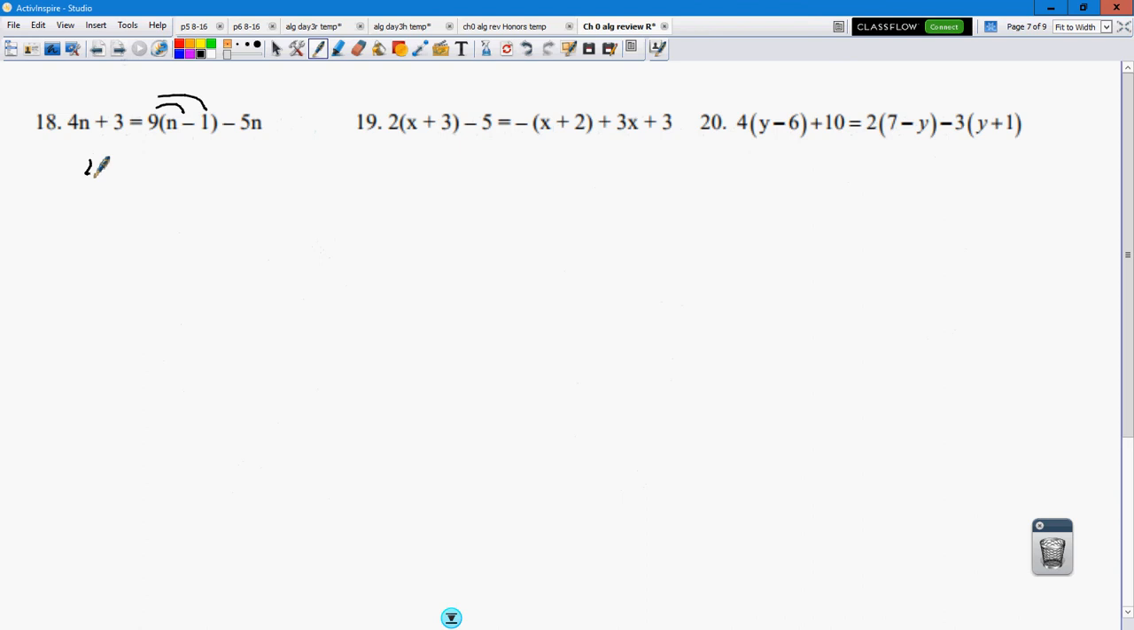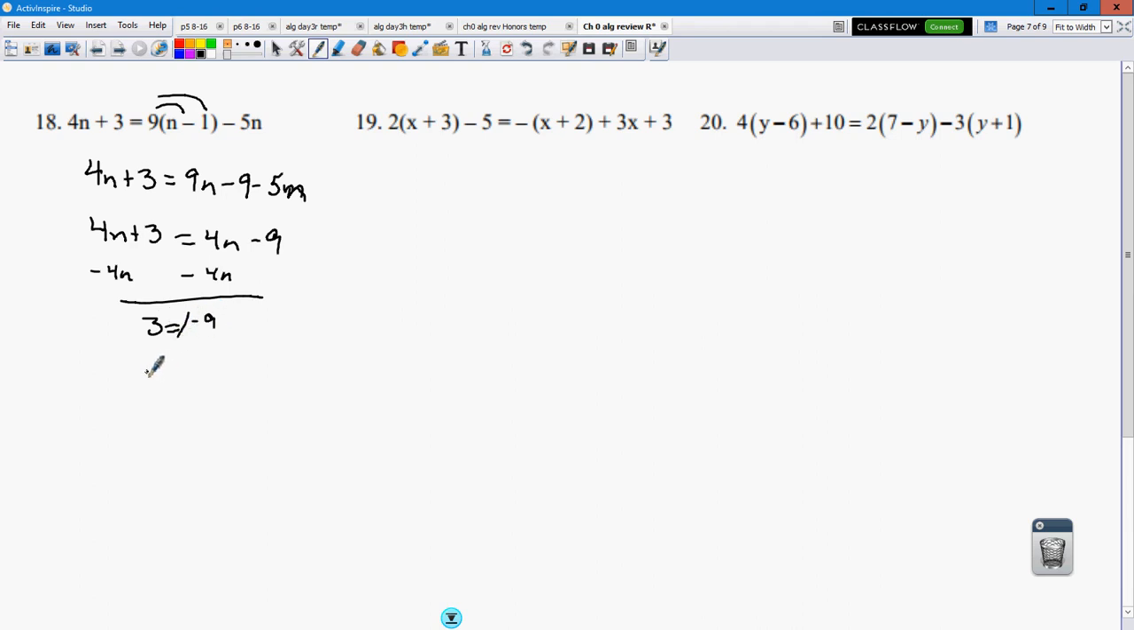Distributing the 9, 4n plus 3 equals 9n minus 9 minus 5n. Combining like terms, 9n minus 5n is 4n minus 9. If I subtract 4n from both sides, 3 is equal to negative 9, which is not true. So this has an empty set for an answer.